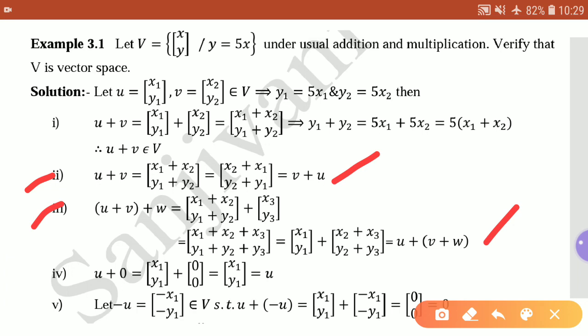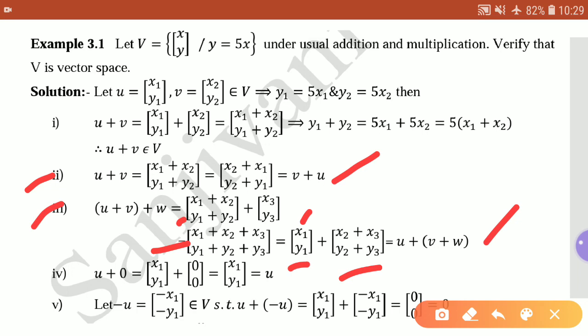u plus v is x1 plus x2 plus this first matrix, and plus x3. Then after adding we'll get this matrix, and again we can separate vector u from this second addition v plus w in this way. Okay, so this is how you need to show that associativity.